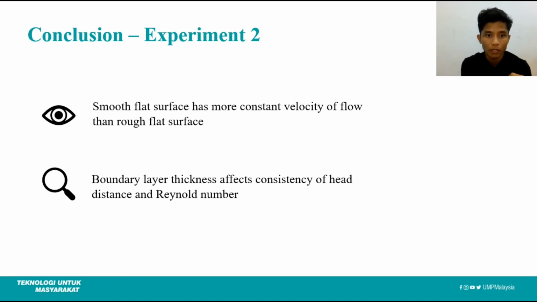Next, I will continue with experiment two, which is flow over flat plate with smooth and rough surfaces. The first conclusion from this experiment is that smooth flat surface has more constant velocity of flow than rough flat surface. For the second one, we refer to the graphs in the results section, where we get two graphs: head distance versus boundary layer thickness and also Reynolds number versus boundary layer thickness. Referring to the graphs, we can conclude that boundary layer thickness affects the consistency of head distance and Reynolds number. This is because for both surfaces, when the thickness increases, head distance and also Reynolds number will be more constant. That's all from me. Thank you.